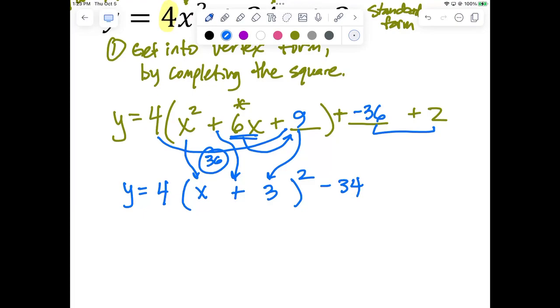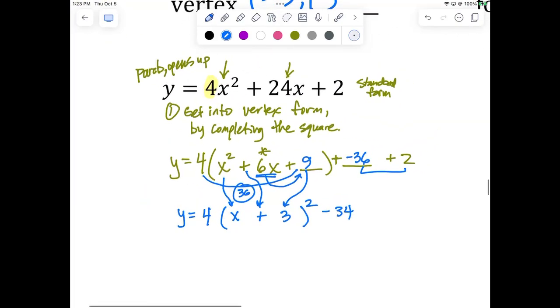But this is vertex form, okay? So we can get more information from this one than we can from the original. From this one, we know that it's a parabola, of course. It's still x squared. We know it opens up because we got a positive 4, but we also know the vertex, don't we? Where's the vertex? Negative 3, negative 34. Yeah, we couldn't get that from the standard form. So that's why we like vertex form. It gives us something that we can work with.